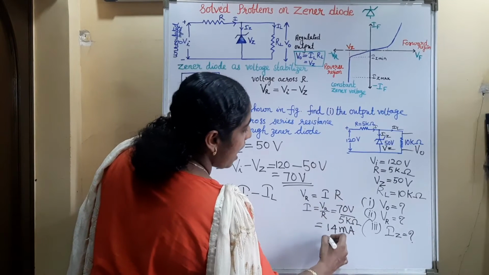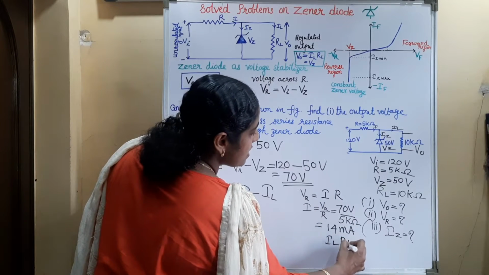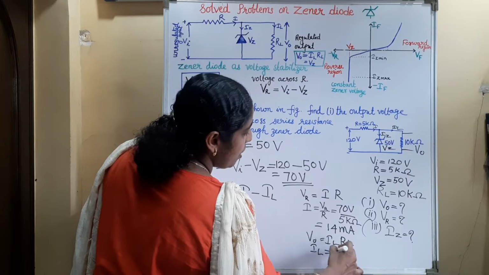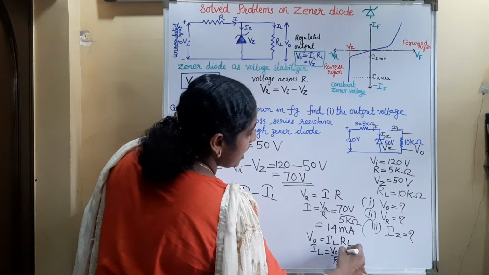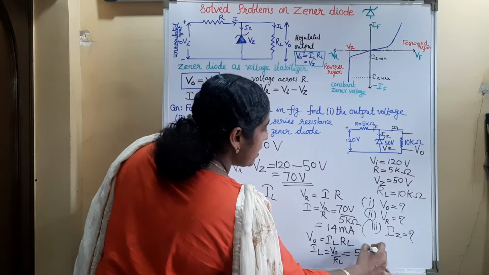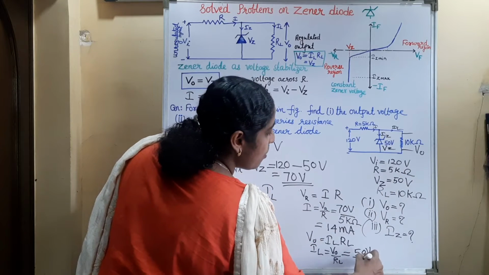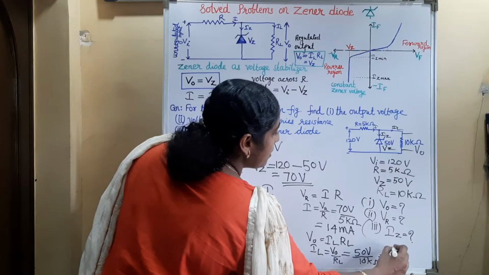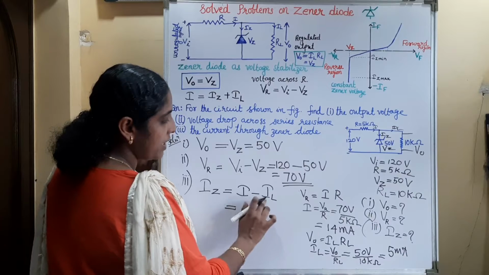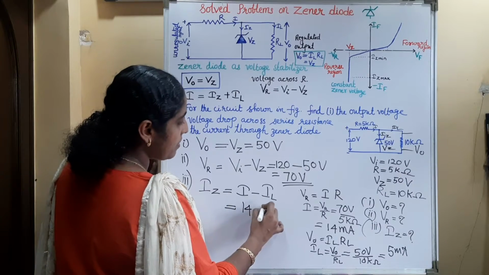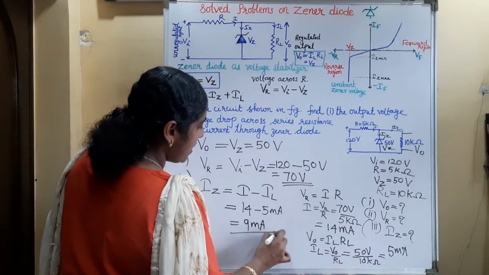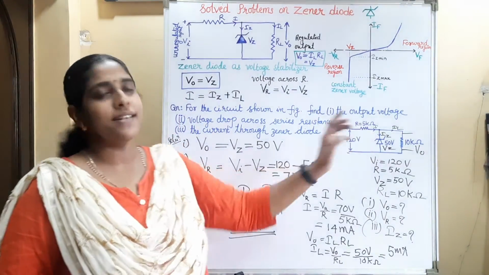What is IL? IL into RL is equal to the output voltage. So this IL will be equal to VO by RL, that is, the output voltage 50 volt divided by RL, 10 kilo ohm. So that is equal to 5 milliampere. So the Zener current is equal to I minus IL, that is 14 milliampere minus 5 milliampere, that is equal to 9 milliampere. So 9 milliampere is the current passing through this Zener diode.